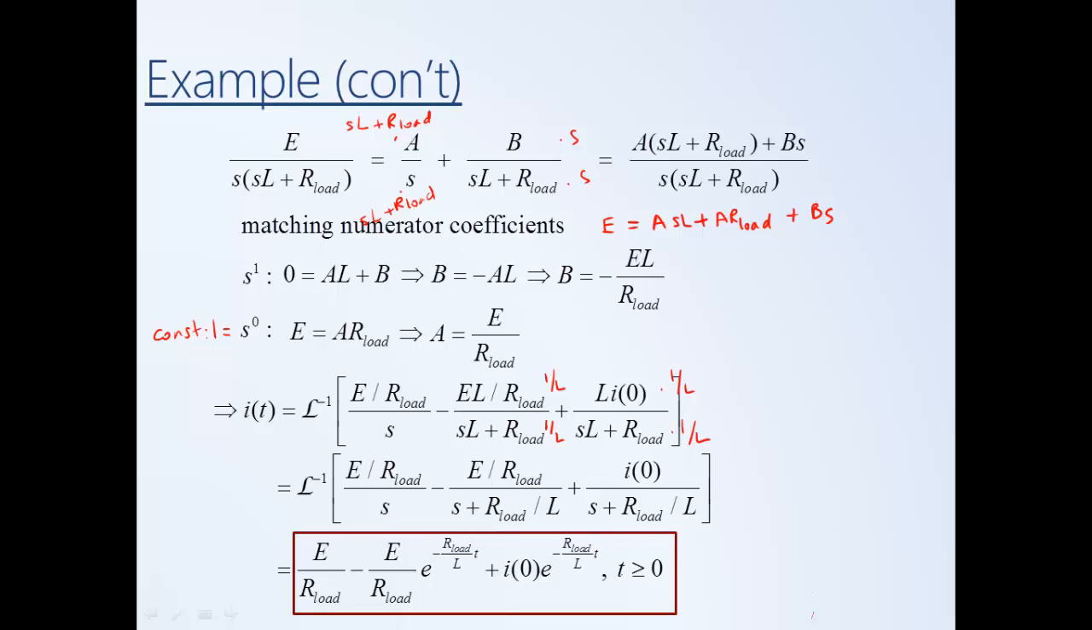So when the switch was closed, the current increased linearly. That's what we found 2 slides ago. And then once the switch is opened, it will behave sort of as a decaying exponential. So there's some constant term, and then there's a decaying exponential where the rate at which it decays depends on the resistance of the load and the amount of inductance.